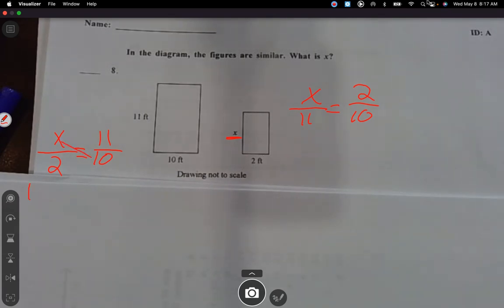10 times x is 10x. And what's 2 times 11? And then what do? Divide by 10. Did they give us decimals or fractions? Decimals. So it's 2.2. Okay? So you've got 2 proportions, number 7 and number 8. So on this one, cross multiply and divide.